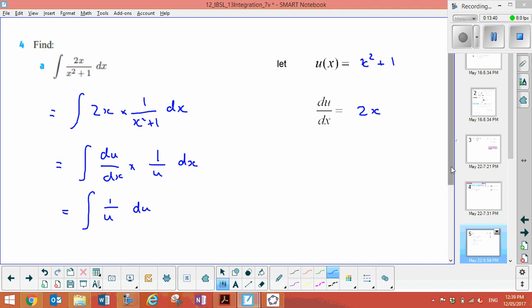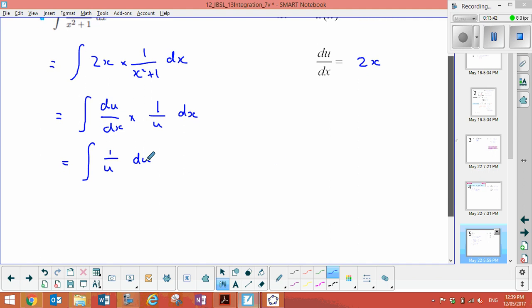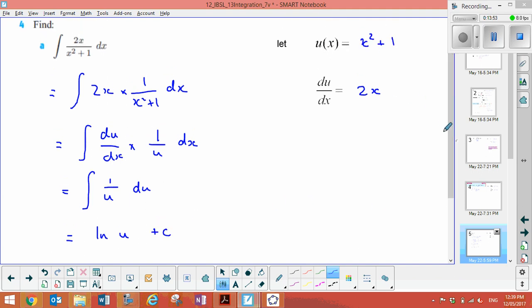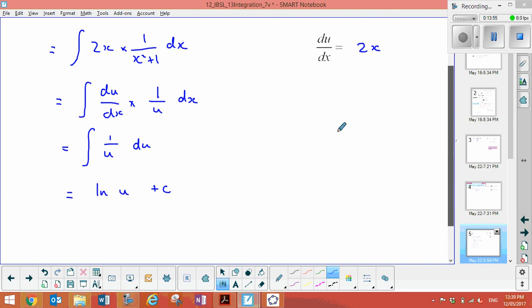What's the integral of 1 over u? Hopefully you recognise that by now. So we've got the natural log of u plus c. And what was our u? x squared plus 1. So that will equal the natural log of, put it in brackets, x squared plus 1, plus c. Normally we've written that with our absolute value signs.